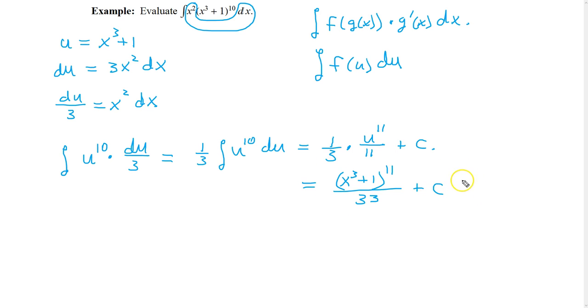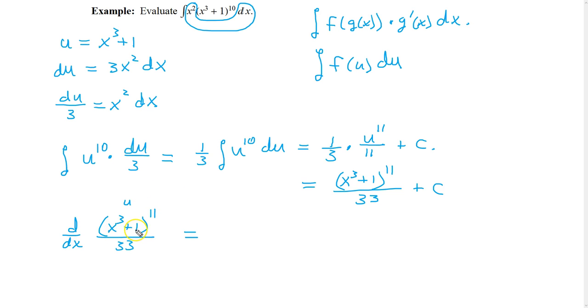And there we have our answer for the indefinite integral of x squared times x cubed plus 1 to the 10th power. Let's just check that if we differentiate this, we get back our integrand up here. So if we differentiate this, notice that we're going to have to use the chain rule, and so that shows you why integration by substitution and the chain rule are really one and the same.